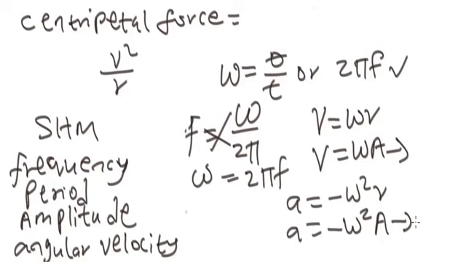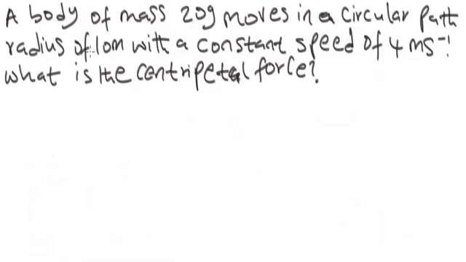Most of them don't need to be memorized, you can just derive them. Alright, so let's wipe this and solve some problems on it before we call it a class. Okay, so let's look at this question. It says the body of mass 20 grams moves in a circular path of radius 10 meters with a constant speed of 4 meters per second. What is the centripetal force?